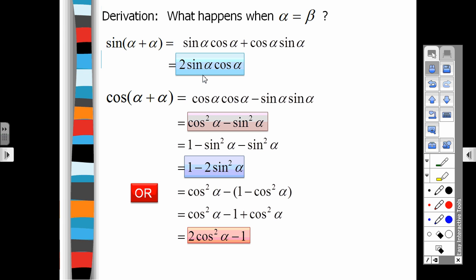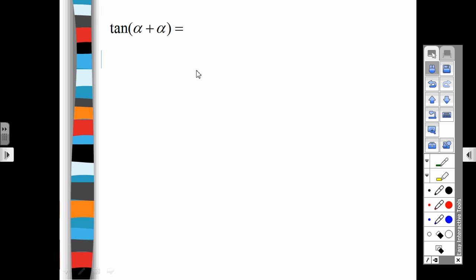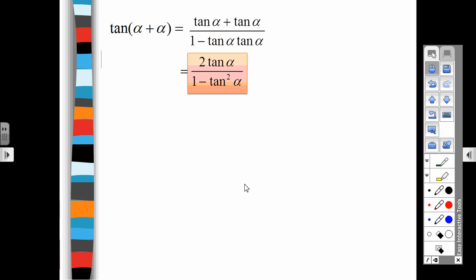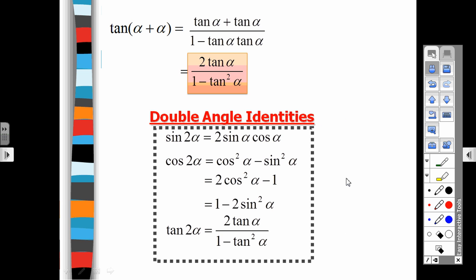There's the one for sine 2 alpha. Let's do tangent. So tangent of alpha plus alpha is going to be tangent alpha plus tangent alpha divided by 1 minus tangent alpha times tangent alpha. Let's simplify that. We get 2 tangent alpha over 1 minus tangent squared alpha. Okay, so to pull it all together, here is a list of all of your double angle identities that you need to recognize.